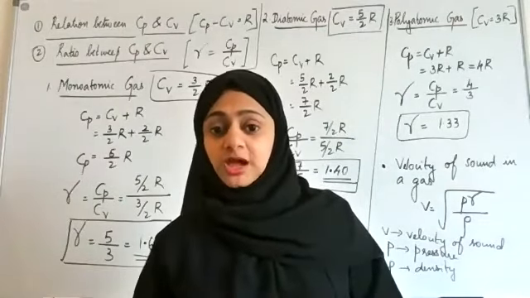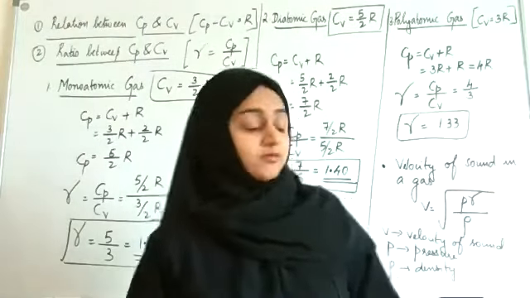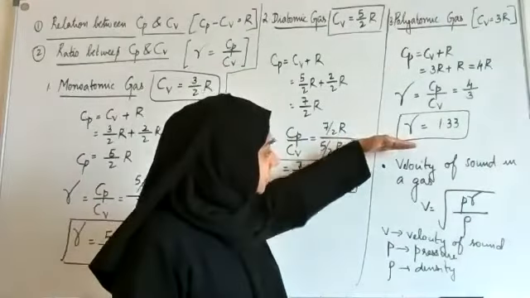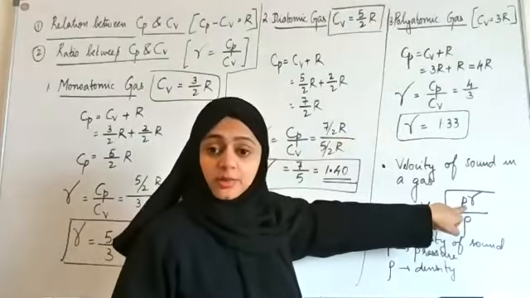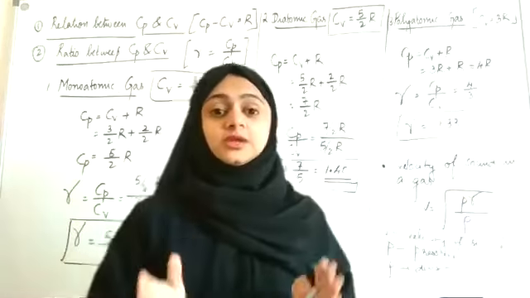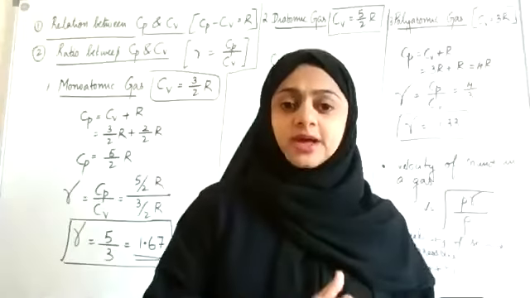So each one will have a different velocity. In each one, there will be a different velocity for sound. So this is another use of gamma. Now, gamma also appears in the different relations between the thermodynamic coordinates in an adiabatic process.